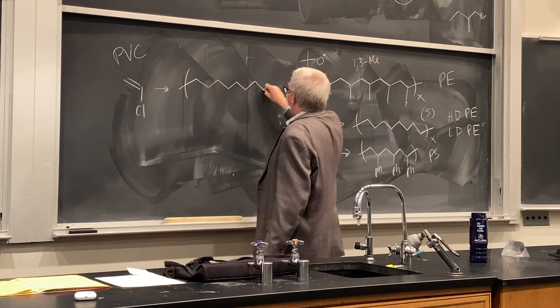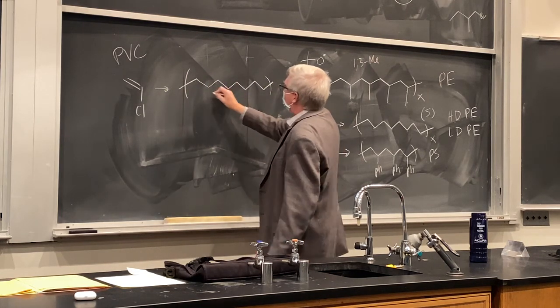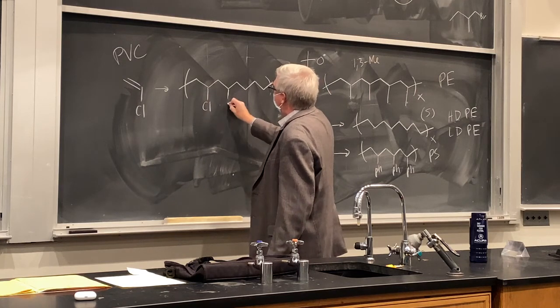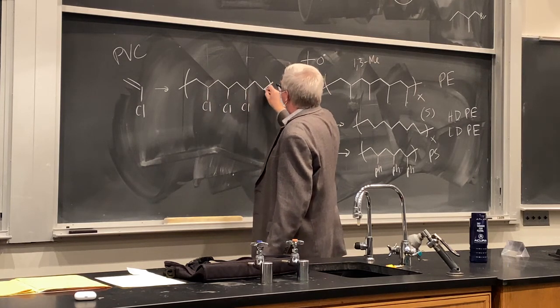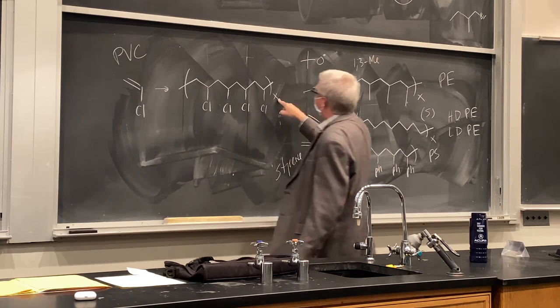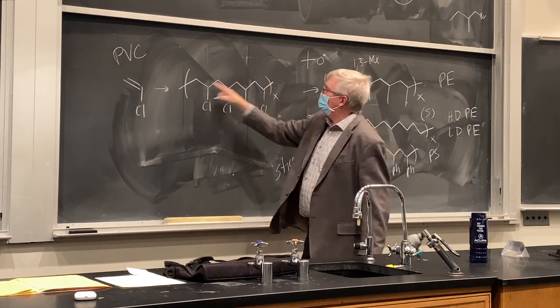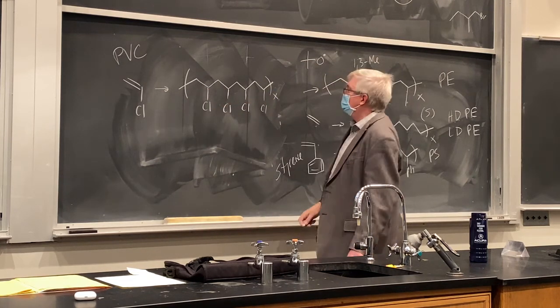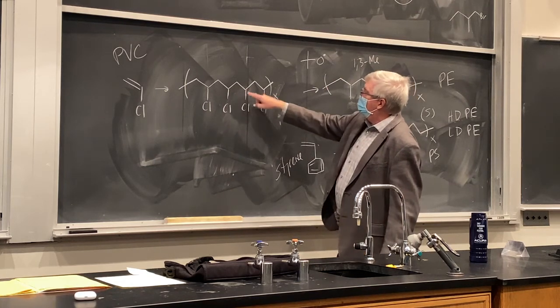You've got the same backbone here as for polyethylene, and then just put the alternating chlorides on there, okay? And the X, what does the X mean? It means this chain is repeated hundreds or thousands of units. And make sure they're 1,3 to each other.